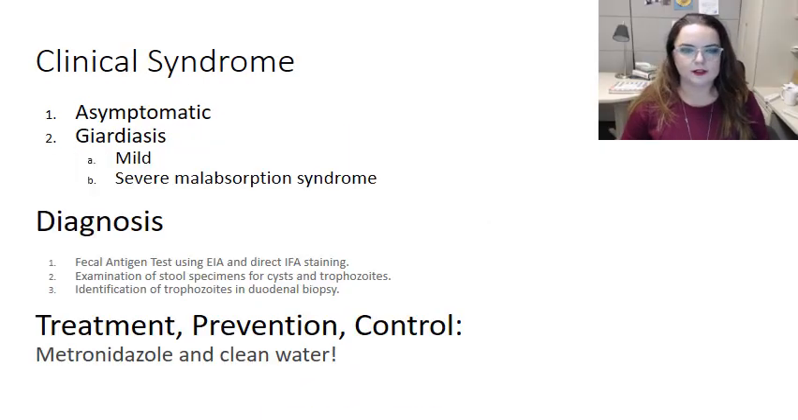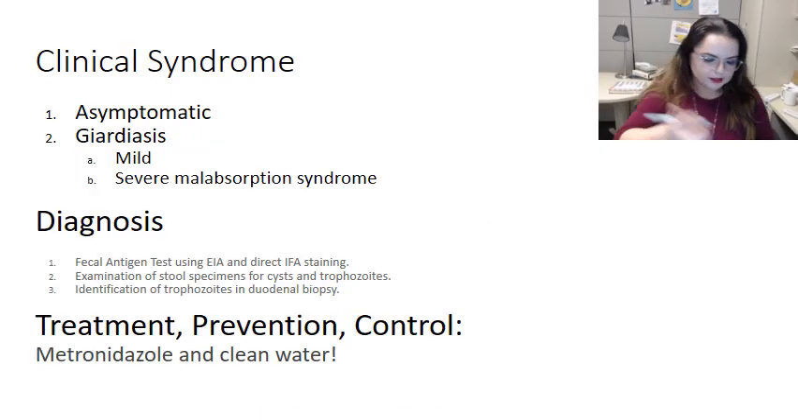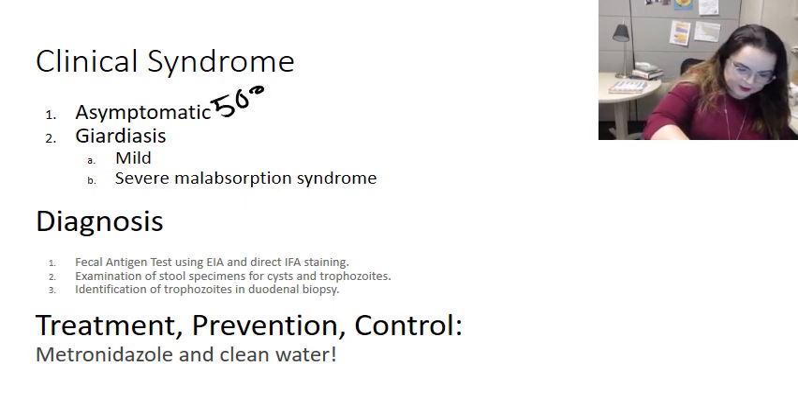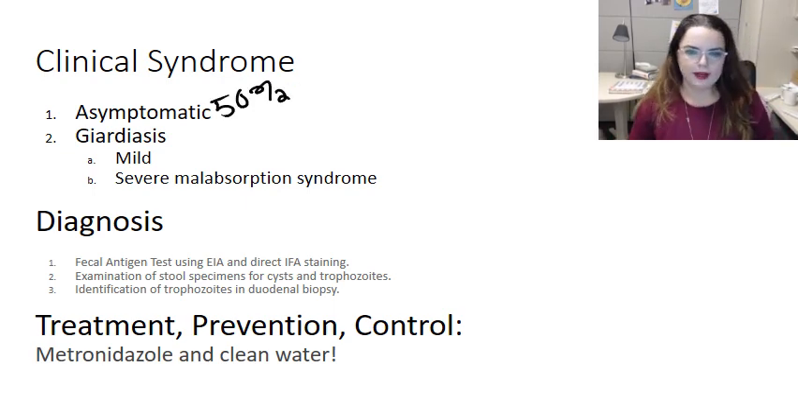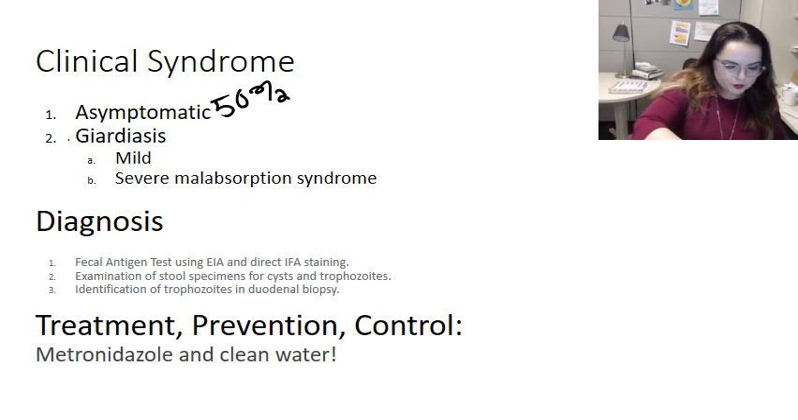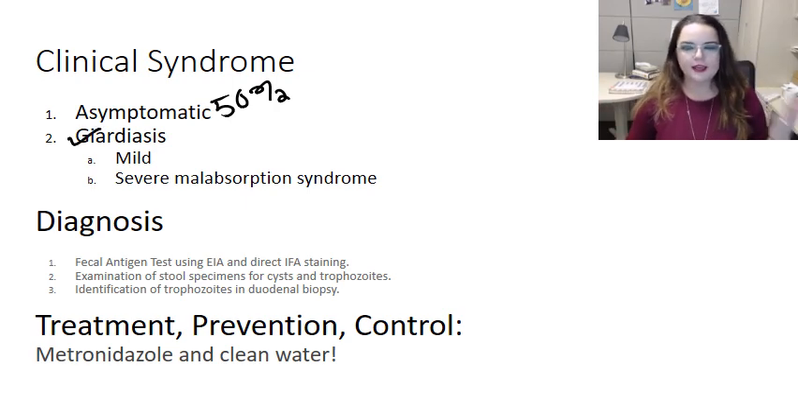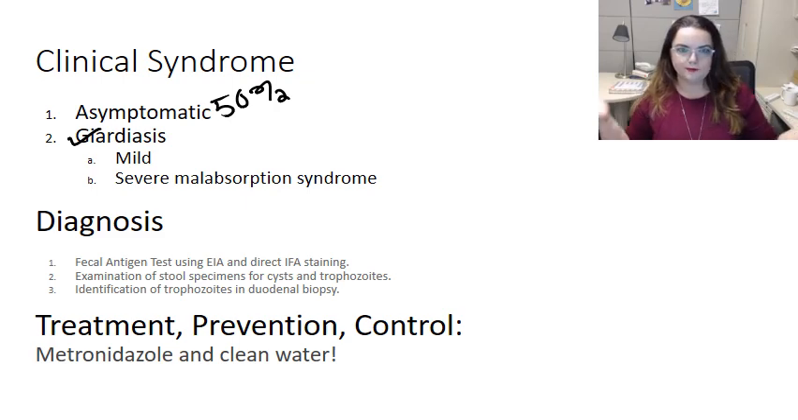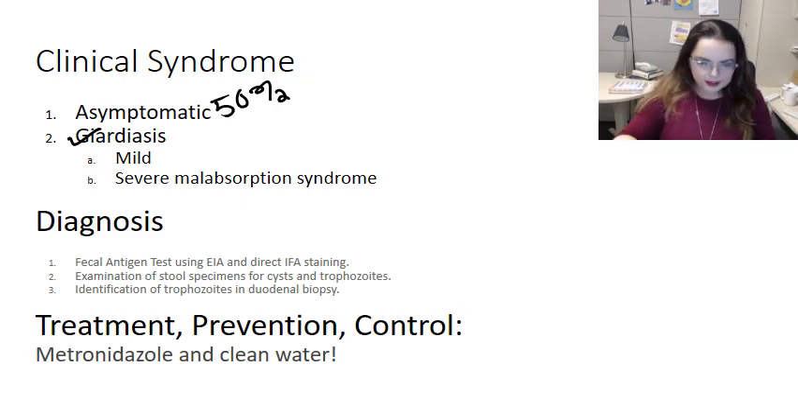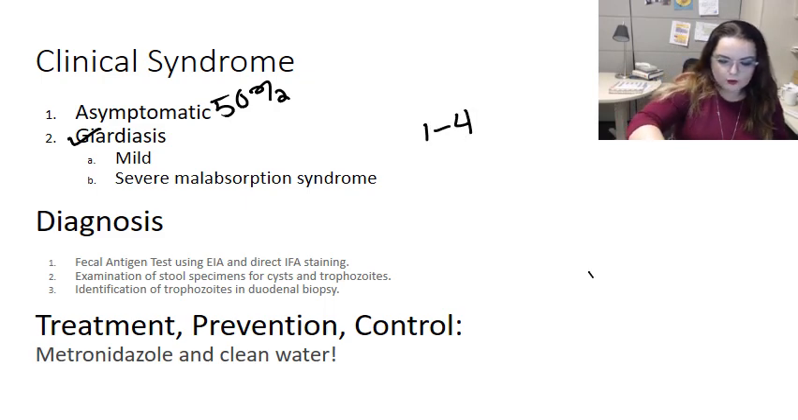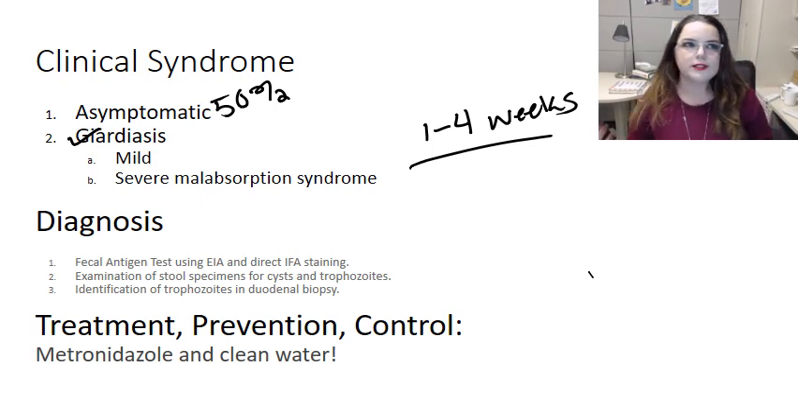Okay, so what's the clinical syndrome? So thankfully, approximately 50% of individuals are asymptomatic, no problem. But if they do contract giardiasis, it can range from a mild diarrhea to a severe malabsorption syndrome. Just kind of depends. The incubation period for the disease ranges from anywhere from 1 to 4 weeks. Now, remember, parasites can take a little while to grow. So this isn't like a food poisoning where you ingested it yesterday and you're sick today.